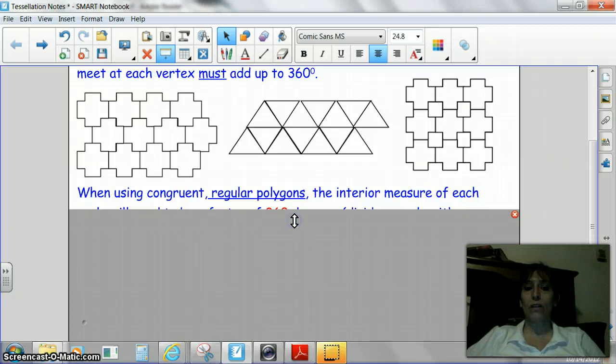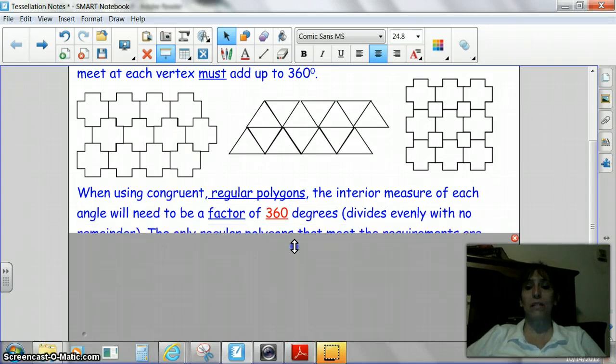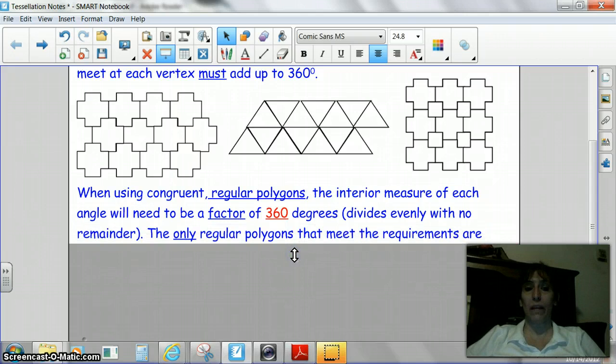Okay, when using congruent or regular polygons, the interior measure of each angle will need to be a factor of 360 degrees. That means it divides evenly with no remainder. Okay, remember, a regular polygon has all the same angles, and the side lengths are the same, okay? And a factor is like 2 times 3 equals 6. Well, 2 and 3 are your factors. They make up that number.